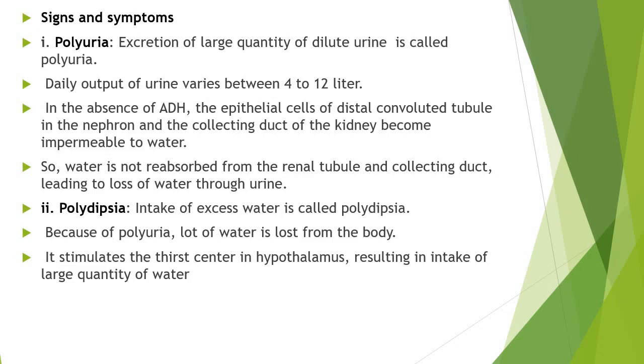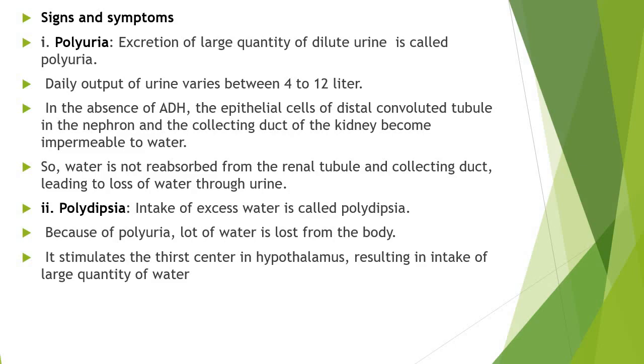Signs and symptoms. Excretion of a large quantity of dilute urine is called polyuria. Daily output of urine varies between 4 to 12 liters. In the absence of ADH, the epithelial cells of the distal convoluted tubule in the nephron and the collecting duct of the kidney become impermeable to water. So water is not reabsorbed from the renal tubule and the collecting duct, leading to loss of water through urine.